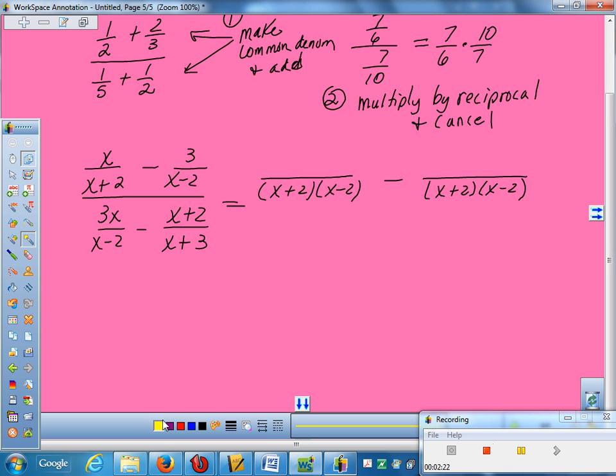The first fraction is missing what? It needs an x minus 2. So if I multiply by x minus 2 on top, that's going to give me what? Oh, that's not bad. It's tolerable. The second fraction is missing x minus 2, so it gets multiplied by x plus 2.